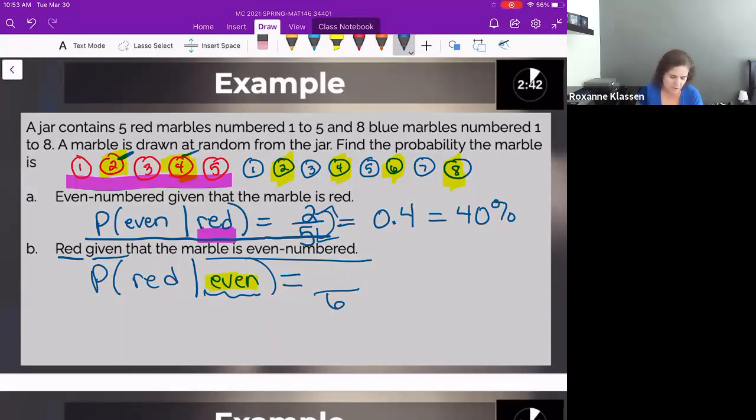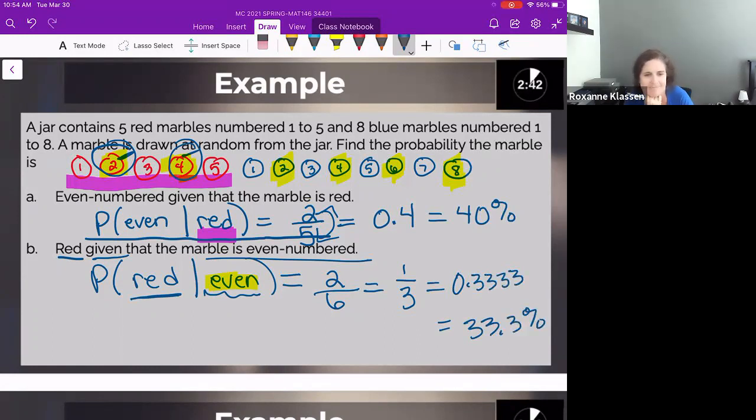Then I look at, okay, how many of those evens are red? Well, there's 1, there's 2. So it's going to be 2/6, which simplifies to 1/3, which would be 0.3333 if we go to 4 decimal places, and 33.3%.